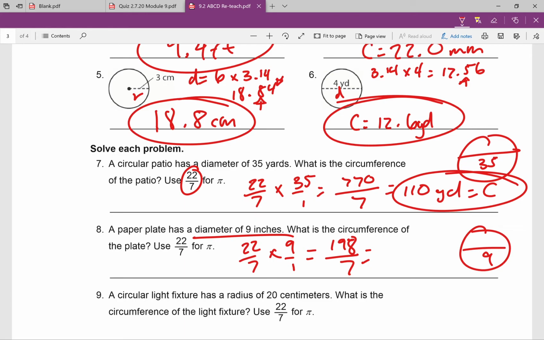That gives me 28 point. So I'm going to round to the hundredths place. In this one, if it doesn't ask you, always round to the hundredths place. So my answer is going to be 28.29. And these are inches.